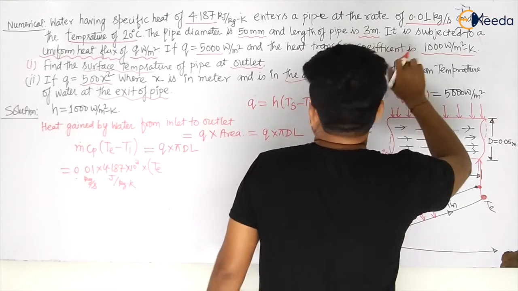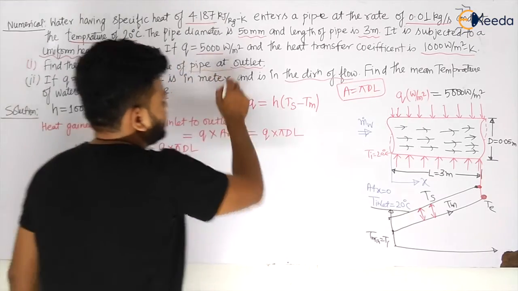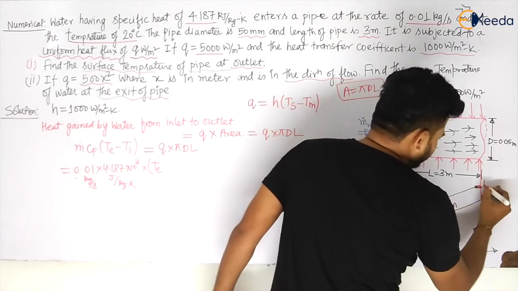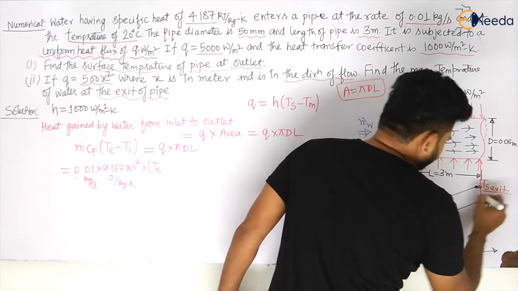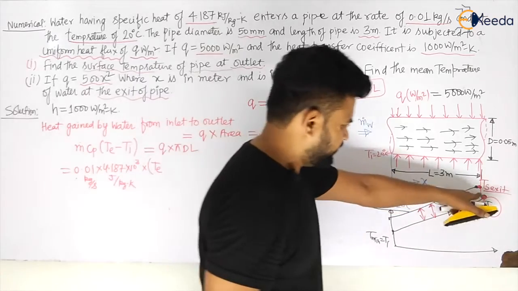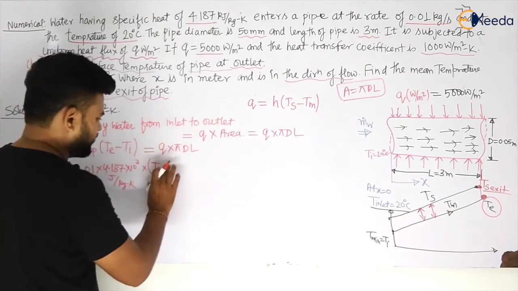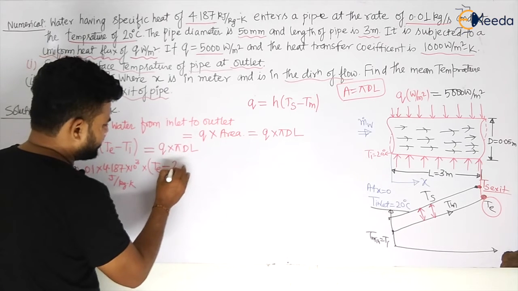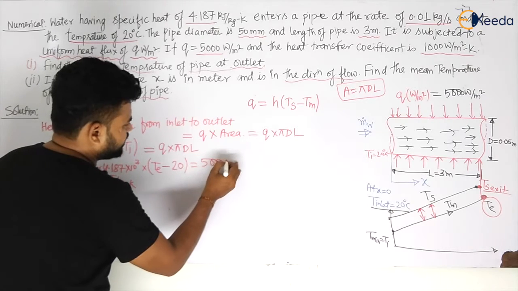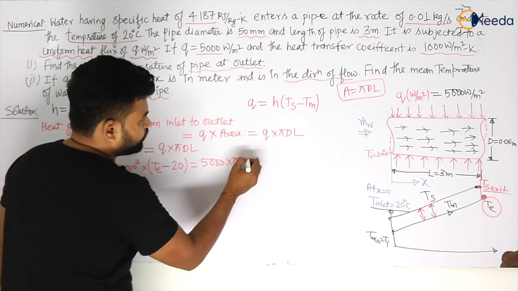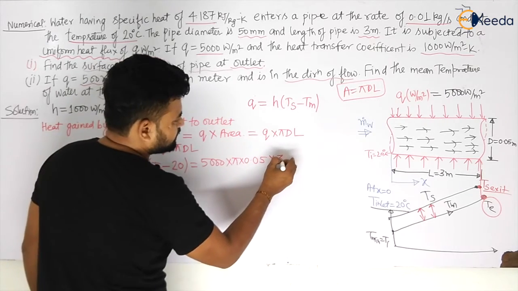Heat transfer coefficient is this, and we have to find the surface temperature of pipe at outlet. So we have to calculate that Ts outlet, that is exit. So if we calculate Te, we can easily calculate Ts exit, my dear students. How? Let us see. So let us first calculate Te. So Te minus T inlet, which is 20 degrees Celsius, is equal to Q, which is 5000 he has given, into pi into D, which is 0.05 meter, multiplied by length, which is 3 meter.